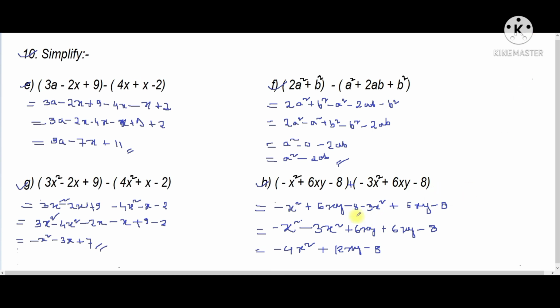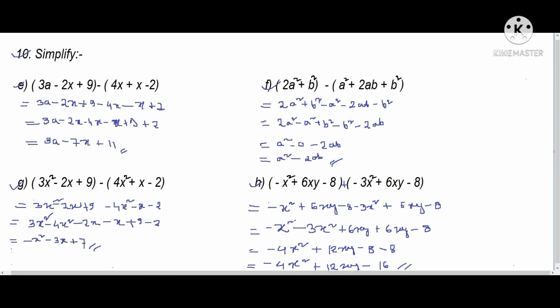And number 8 also I've done the last part. You see minus 4x square plus 12xy and minus 8, so the answer will be minus 4x square plus 12xy and minus minus there 8, so minus minus what, plus 16. So this is the answer of this question, okay. Hope you understood.